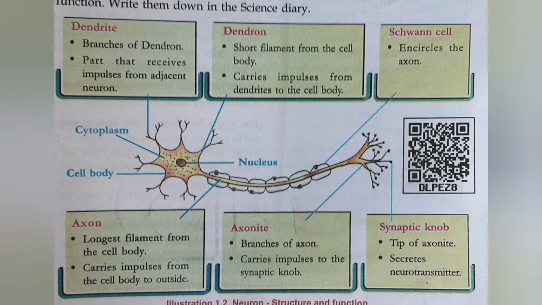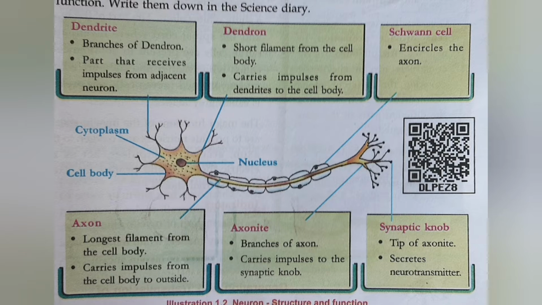All the parts of the nervous system, that means brain, spinal cord, and nerves, are made of specialized cells called nerve cells or neurons. So next we have to study the structure of a neuron. This picture is also taken from your textbook. When we clearly observe this picture, we can understand that a nerve cell is entirely different from a normal cell. So let us study each part of a neuron.